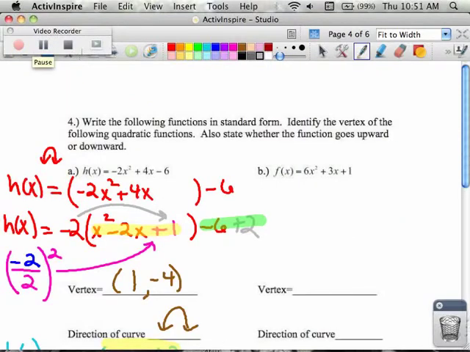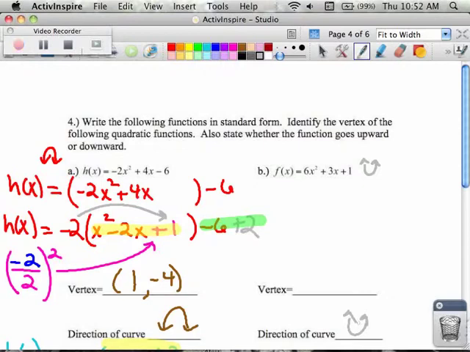What's different about, oh no, maybe nothing yet. Hold on, don't worry. There's going to be something different about 4b. Will this thing open up or down? Up. So I write down next to it somewhere that I'm going to open up, just so I don't forget. So direction of the curve, up.